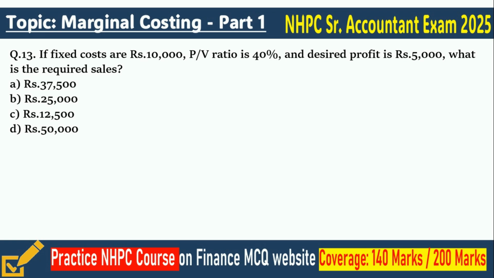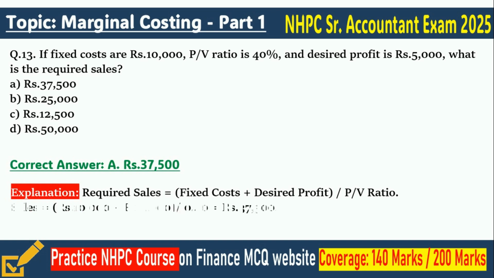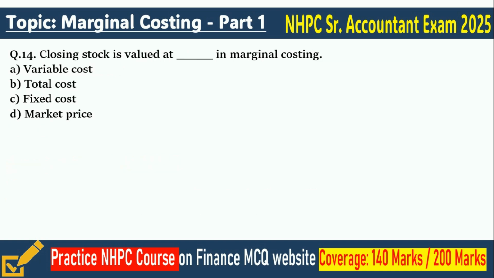The formula will be fixed cost plus desired profit upon profit volume ratio. So, 10,000 plus 5,000 divided by 0.4. So, you'll have to just solve the equation and you will get option A, rupees 37,500. Moving on. Friends, next question.